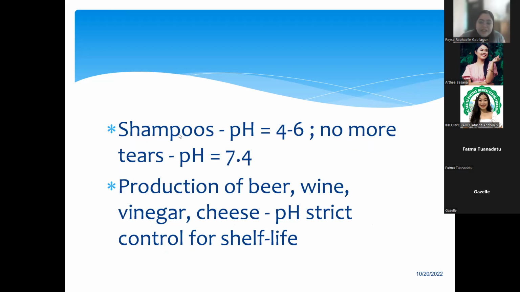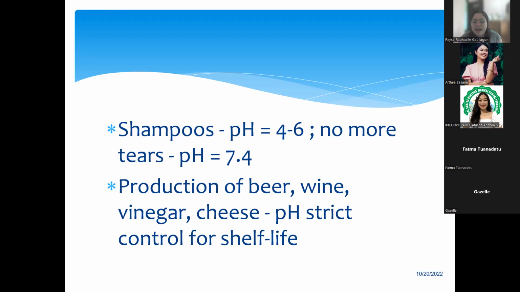Okay, now other than that, our products in the market like our shampoos have adjusted pH also. Most of our shampoos in the market, the pH is between 4 to 6. Pero, di ba meron tayong shampoo para sa mga babies, we call that no tears formula. Di ba?